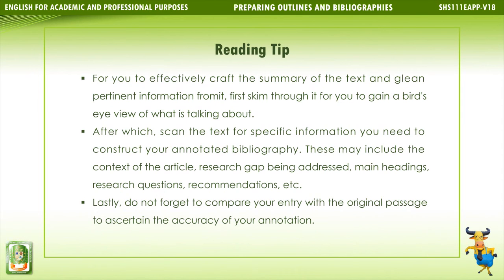Reading tip. For you to effectively craft the summary of the text, and glean pertinent information from it, first skim through it to gain a bird's eye view of what it is talking about. After which, scan the text for specific information you need to construct your annotated bibliography. These may include the context of the article, research gap being addressed, main headings, research questions, recommendations, etc. Lastly, do not forget to compare your entry with the original passage to ascertain the accuracy of your annotation.